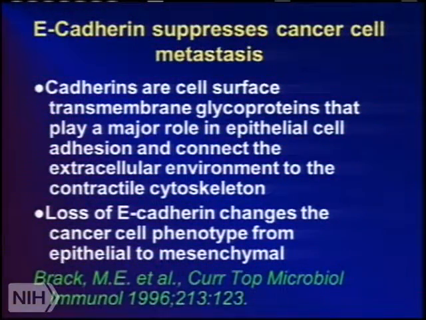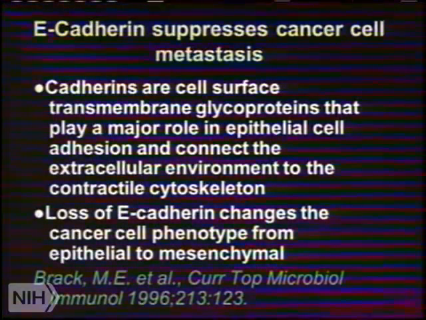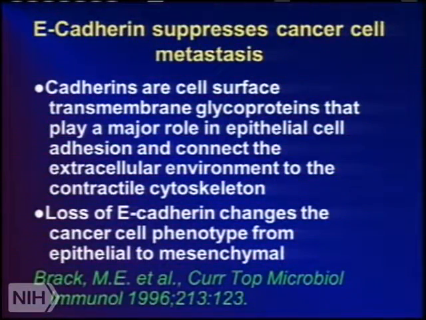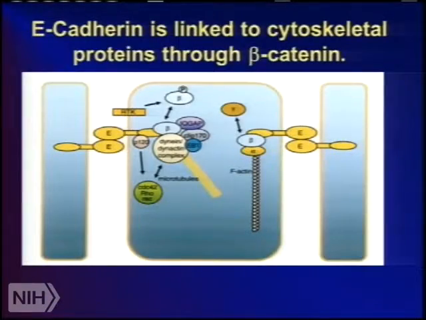So these cadherins, they're cell surface glycoproteins that connect the cells to the extracellular environment. And here we see the receptor tyrosine kinase, the EGF receptor, and here's the E-cadherin. And it helps anchor the cells together, basically, the E protein. But we see there's lots of other proteins involved as well, including microtubules.